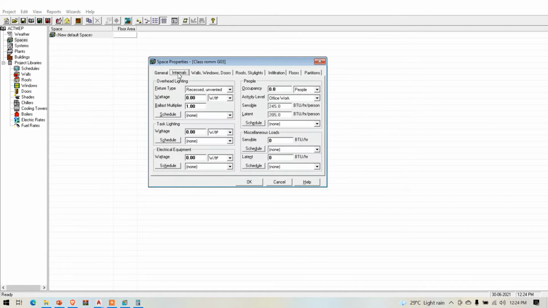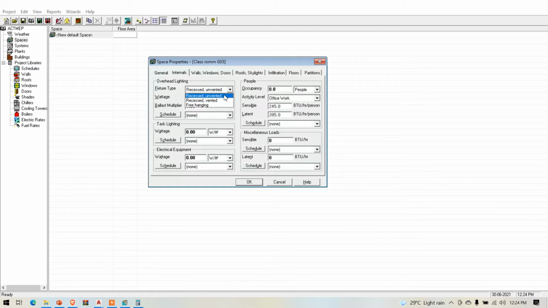And the general is done. Next, coming to the internals. In the internals, the first one is fixture type. What fixture type means, first we have to know what we are using this for, that is called overhead lighting. In that room, what type of lights they are using, first we have to know. Here they are giving us three types of lights: unvented light, vented light, and free hanging light.